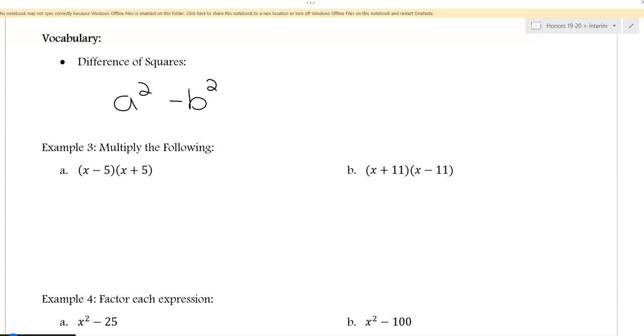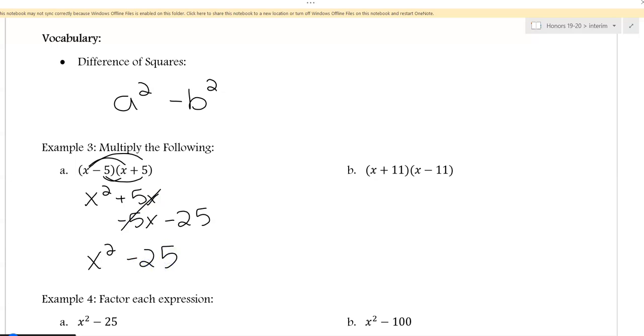This x squared came from x times x. This 25 came from negative 5 times positive 5. So this is the difference of squares. A number squared, I could think of 25 as 5 squared. Same thing for part B here. x times x is x squared, minus 11x, minus 121, and we get x squared. Again, these are the same but opposite.